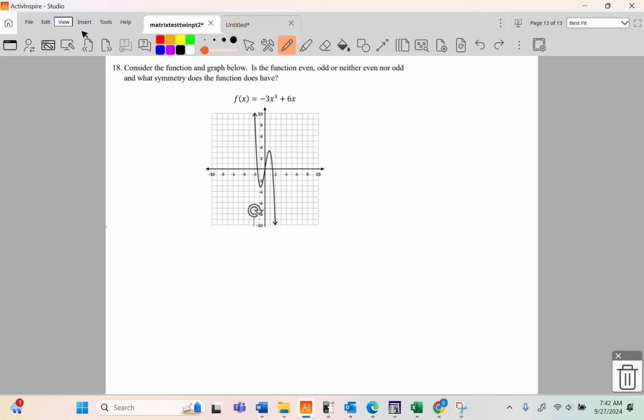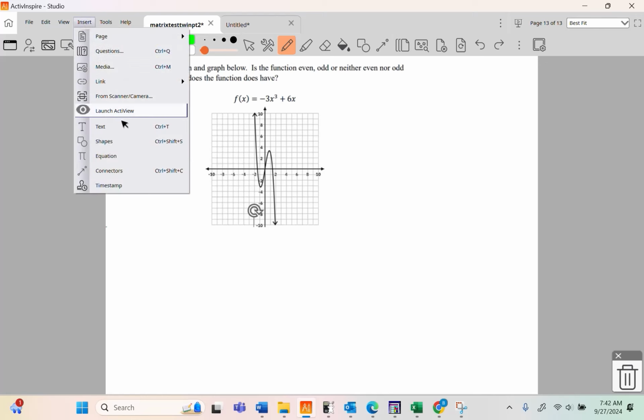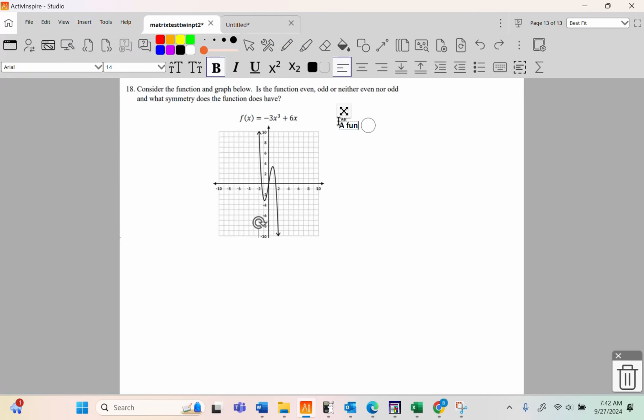All right, so there's some rules on symmetry. A function is even if f of negative x is equal to f of x. Function is odd if negative f of x is equal to f of negative x. And we have origin symmetry if both even and odd. So let's go through these rules.